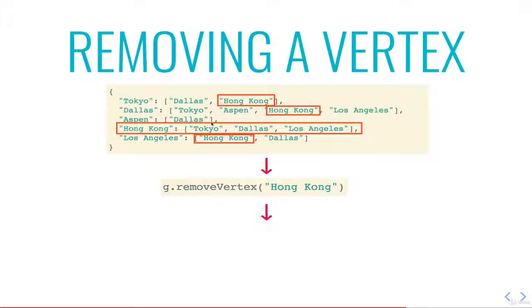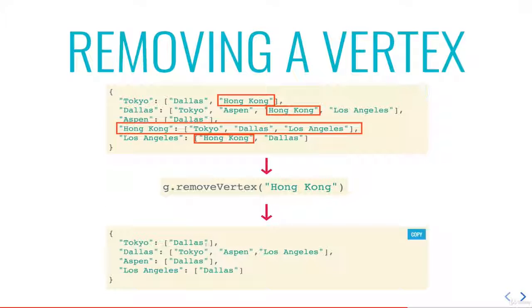I don't do it very often. Usually, you just leave a key empty or set it to be undefined or something, but let's just remove it entirely from our adjacency list. But in JavaScript, you can do that with just delete and then the thing you're trying to delete. So this is what we would end up with at the end of the day, all trace of Hong Kong gone.